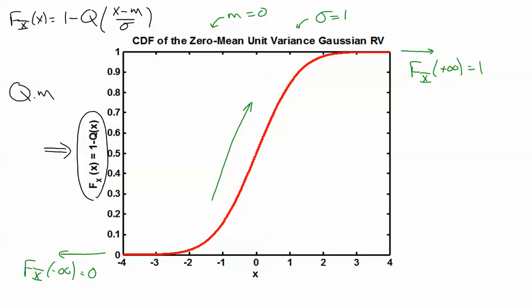The only thing that would change if the mean was non-zero and the variance was not 1 is the curve would move to the right or to the left depending upon the mean, and the slope would change, either be steeper or shallower depending upon sigma. But in all cases it would approach 0 at minus infinity and 1 at plus infinity. All right.